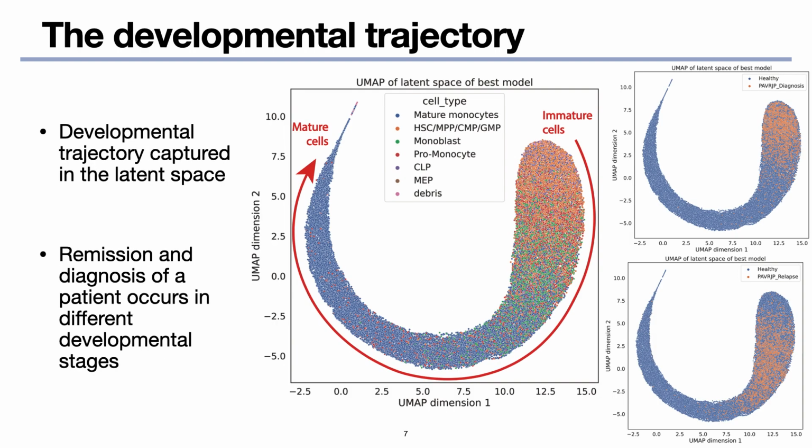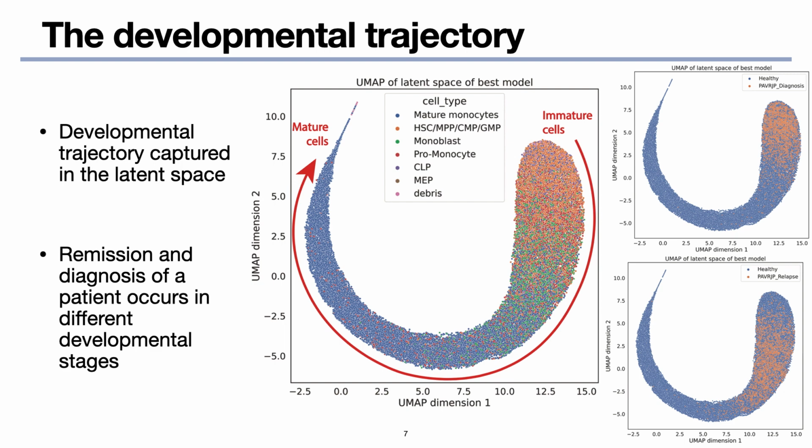The second thing we looked at was the latent space of the model. In this case I'm showing you the latent space of the best performing model. We chose the best performing model on the mean squared reconstruction error of a healthy independent test set. So it was the best model for reconstructing healthy cells. And because this best model had a latent space of 6 dimensions, we did a UMAP on these 6 dimensions to be able to visualize it in 2D.